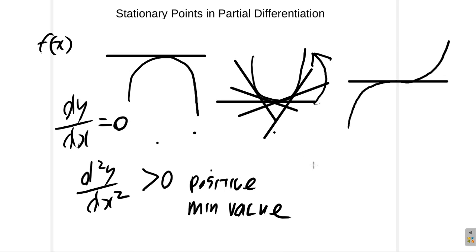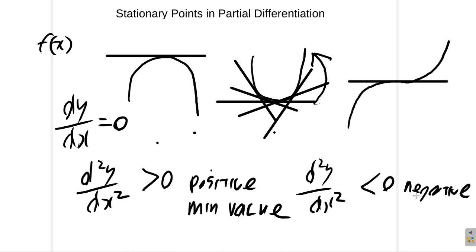Then what happened at the maximum point? d squared y by dx squared is less than 0. In other words, when d squared y by dx squared is negative, you have a maximum value. It gives you an idea where the gradient of the tangent is going. So it is going this way to the negative, so it had a maximum point.